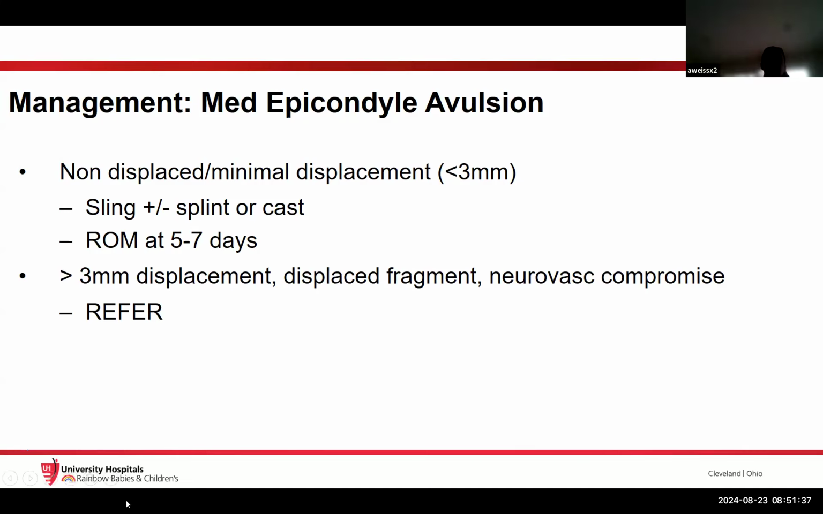So if you can get them in a sling, we try to aggressively get range of motion going at 5 to 7 days. If we put them in a cast, we try not to do it longer than 2 weeks, again, so we can get them out and get them moving at 5 to 7 days.